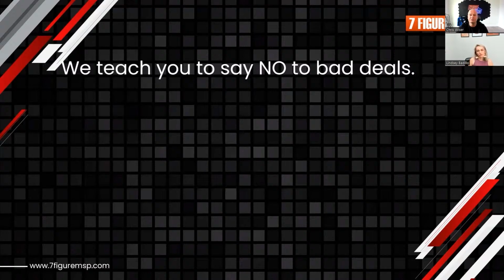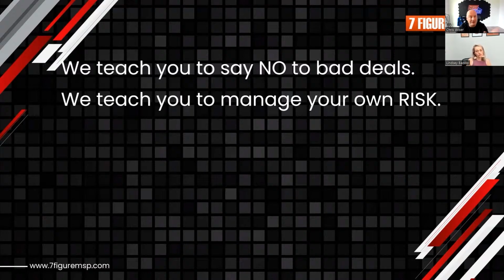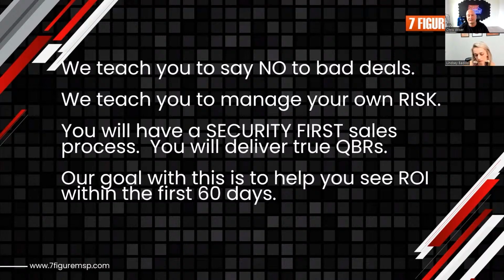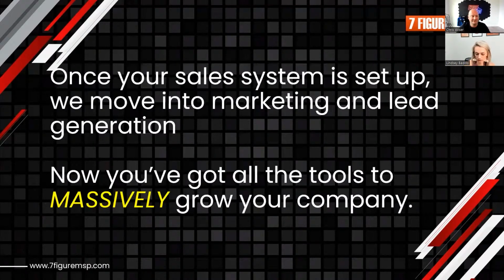We also teach you to say no to bad deals, to manage your own risk, that cybersecurity piece we just talked about a second ago. We give you that security first sales process along with true quarterly business reviews, true growth, all these different things. Our goal is to help you see ROI on our program in the first 30 to 60 days. And now this is a critical point: once that sales system is set up, then we move you into marketing. We do full marketing coaching here with all the systems and the processes to teach you how to do it right. Not just sales, not just marketing, but sales first, growth into lead generation, so you know how to close these deals the right way.